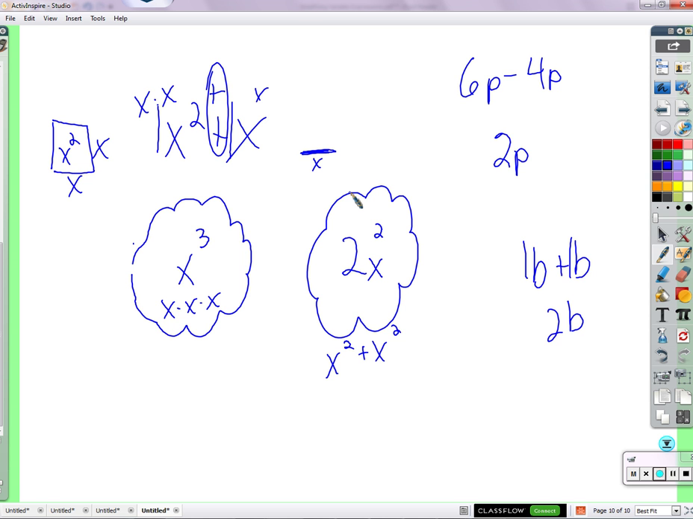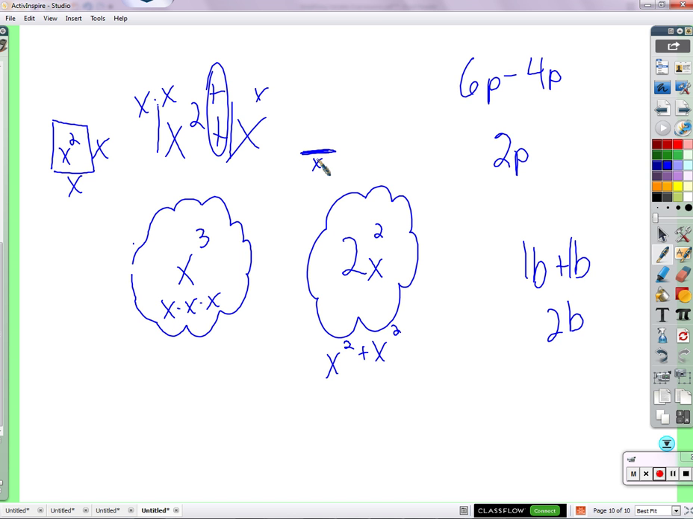What would there be 2 of if I had a square plus a line? I don't have 2 of anything. I have 1 of one kind of thing and 1 of another kind of thing. I don't have 2 squares. I don't have 2 lines. So it's just the apples and oranges thing. They're 2 different things. They cannot be combined because they're not like terms. They're apples and oranges. Puppies and kittens. You can't add them together.